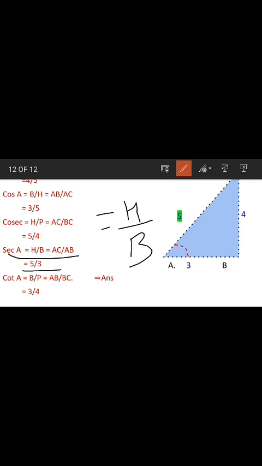Now class, moving to cot A. Since cot A is a reciprocal of tan A, we could have calculated it first, but I am calculating it last. Since it is a reciprocal of tan A, if we have tan A as 4/3, the cot will be 3/4, that is base upon perpendicular.